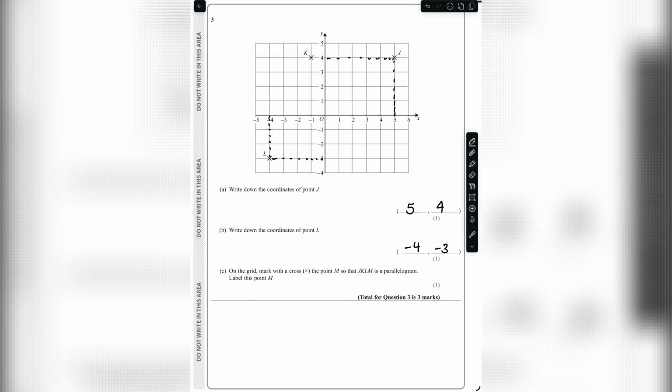In the final part of this question, we are told that on the grid, we should mark with a cross X the point M so that JKLM is a parallelogram. Label this point M. So if JKLM is a parallelogram, that must mean that the distance between the x coordinates of points K and J must also be the distance between the x coordinates of points L and M. So this distance is 6. Therefore, if we move 6 units to the right, we arrive at the point 2. And I'm going to put a cross here and label this point M.